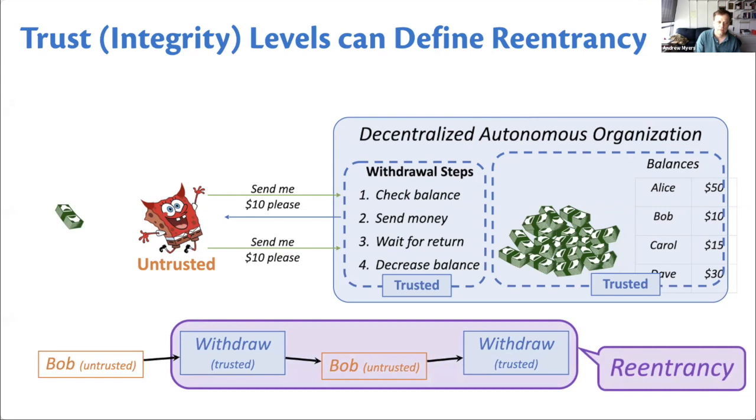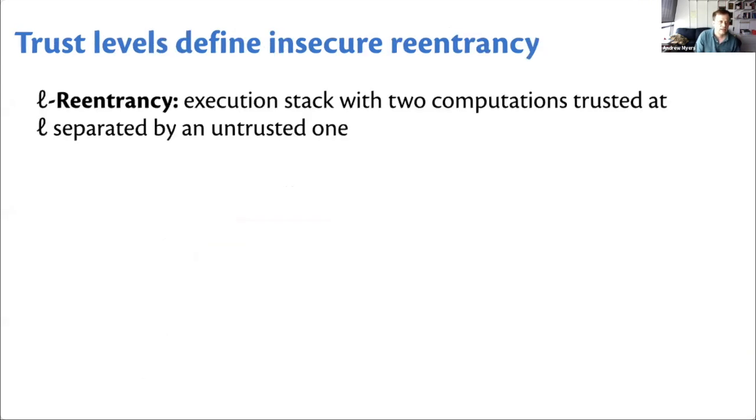And by looking at it from this perspective of trust levels, we can see more clearly what's going on than when we just think about it as control flow among contracts. So what we've realized is that the right way to define insecure reentrancy is as something we call L reentrancy. So L here stands for a level of trust in our various levels of trust. You can think of L here as just the name of a contract.